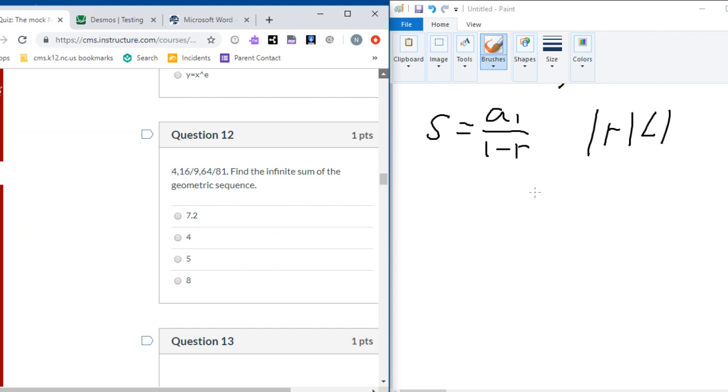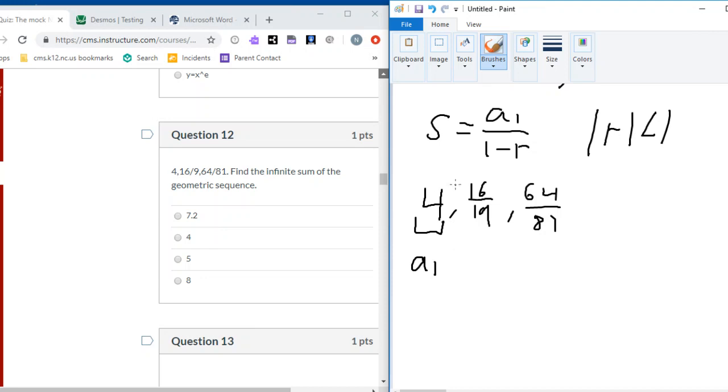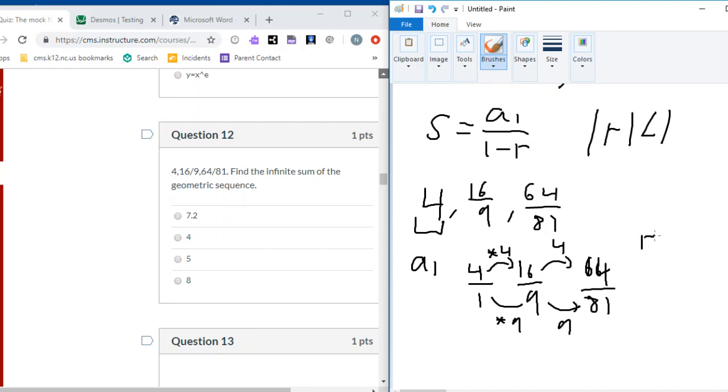Going back to the quiz, I have answers of values of 4, 16/9, 64 over 81. So I need to find a1. Well, a1 is 4. And you need to find r. This looks better if we go over, and that's 16/9, not 16/19. So let me go back to my brush. 4 over 1 to go to 16/9, I have to multiply 4 by 4 and 1 by 9. And then to go to 64 over 81, I multiply 16 by 4 and 9 by 9 again. So r is equal to 4/9.